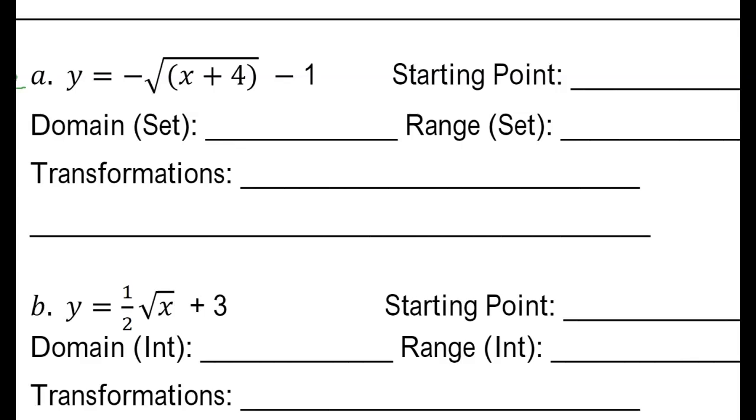What determines our starting point? H and K. What is our H value here? Technically, remember it's backwards, so technically H is a negative 4. And what is our K? Negative 1. So what's our starting point? Negative 4, negative 1.